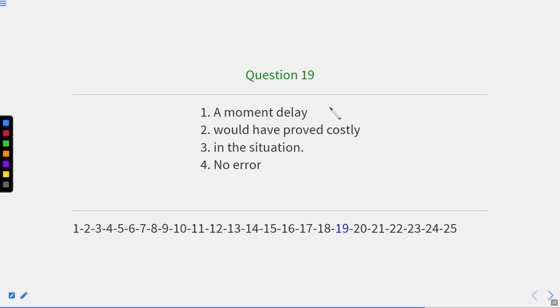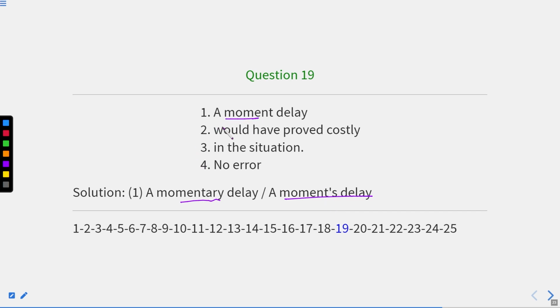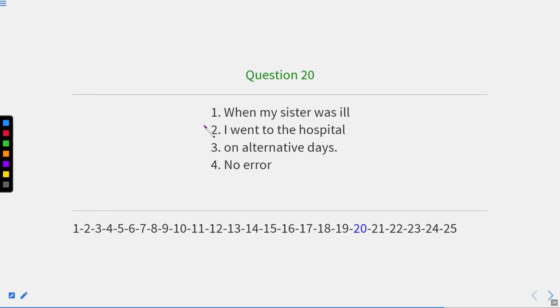A moment delay would have proved costly in this situation. Now, a moment means a particular point of time. So we can say a moment's delay or a momentary delay. A momentary delay or a moment's delay will be the correct phrase to be used, not a moment delay. So first will be the correct answer, because this part contains the error. Now let us move to the next one.